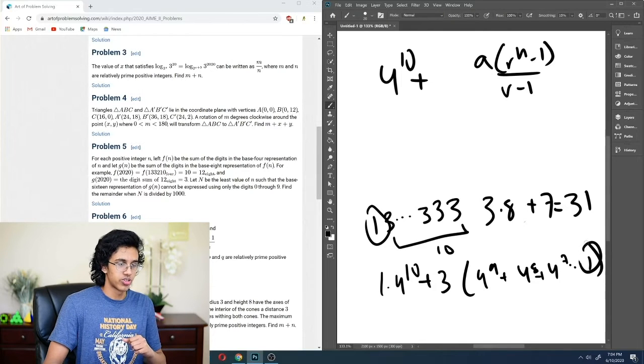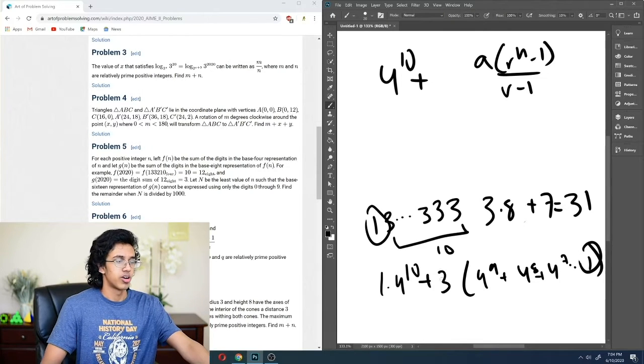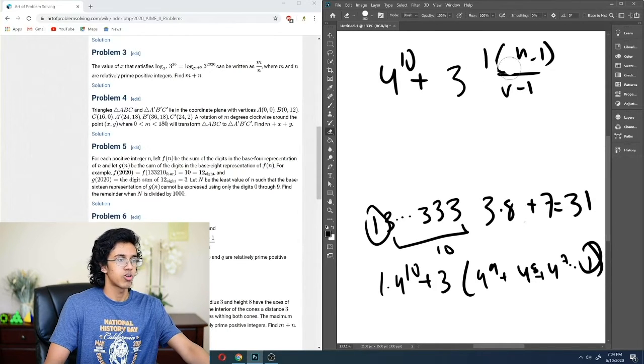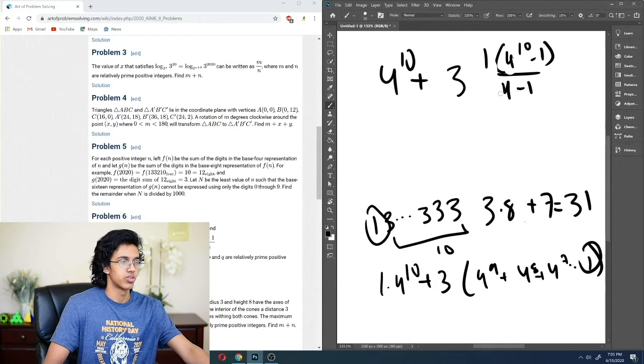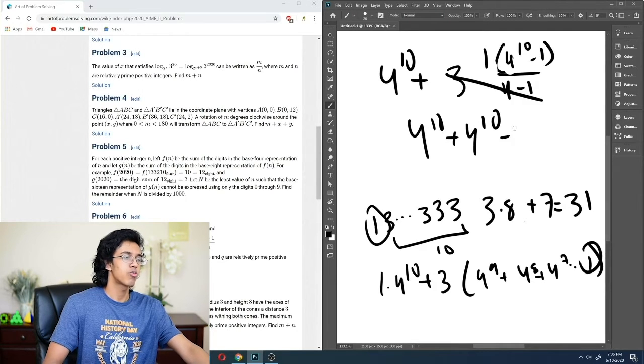So why don't we start with 1, and we'll go up from there. So our a is going to be 3, well, we'll put the 3 outside, and then our a is going to be 1, and then our r is going to be 4, our n is going to be 10, because we go from 9 to 0, so that's 10 things, and then this is going to be 4, so the 3's cancel out, that's good. And then you just get 4 to the 10 times 4, wait, what? Plus 4 to the 10 minus 1.